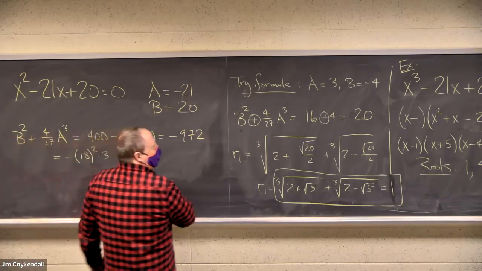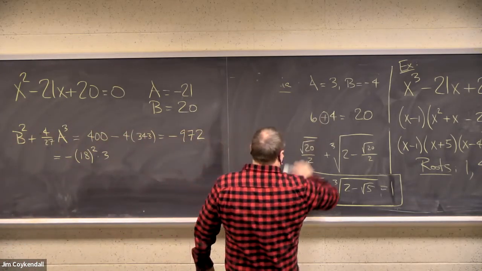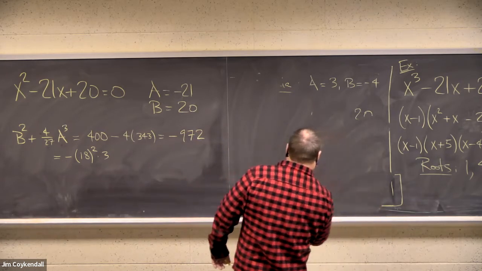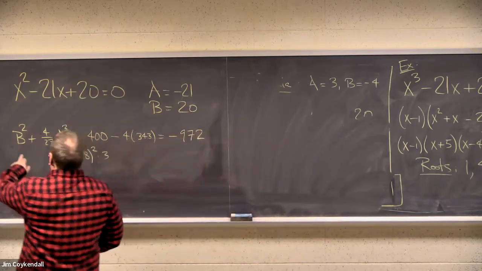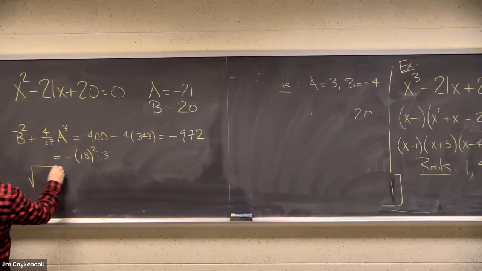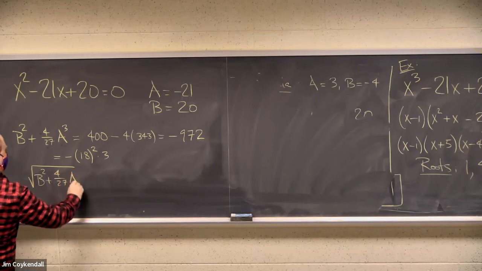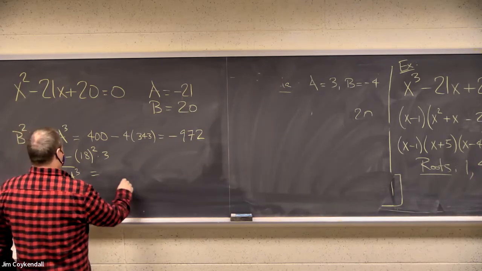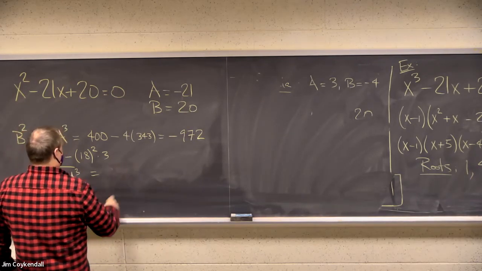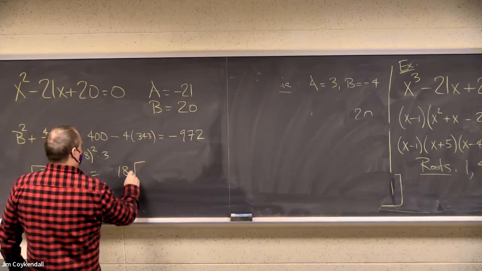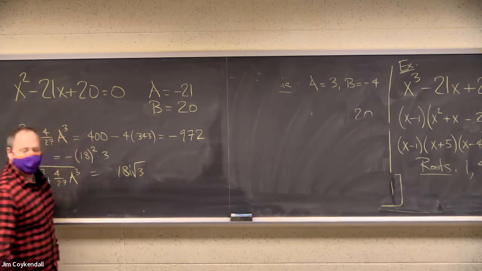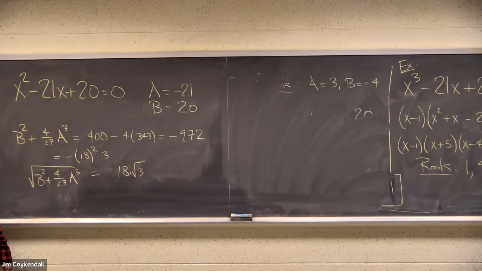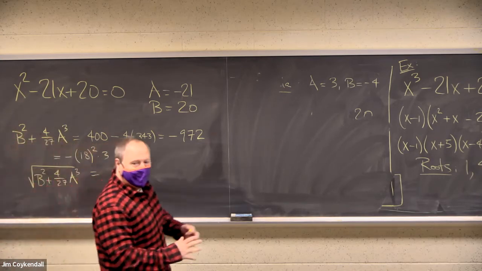So the upshot is that what this formula gives us, so here we have the square root of b squared plus 4/27 a cubed, is equal to the square root of this thing. So this is 18i radical 3. Agreed? Square root of that. And the i, of course, is for the square root of -1.